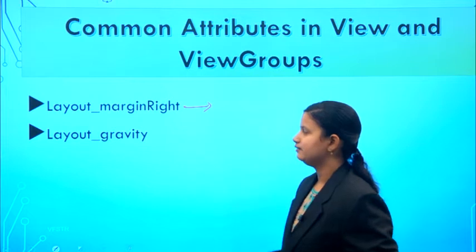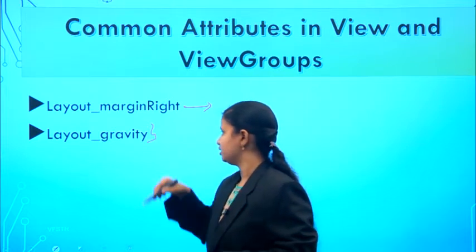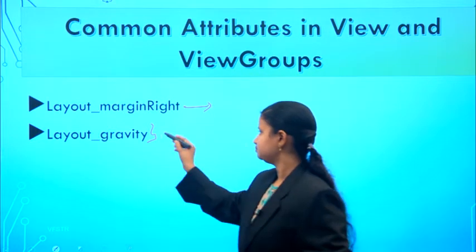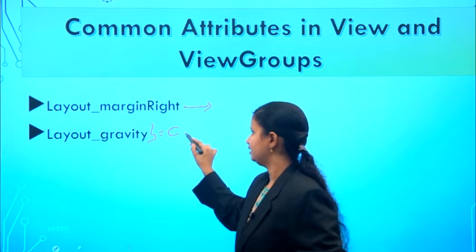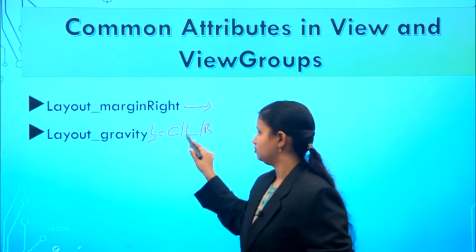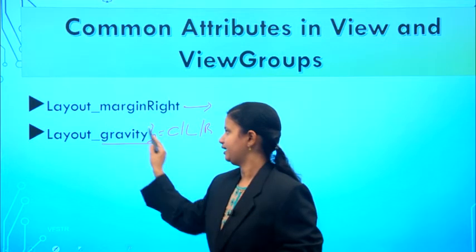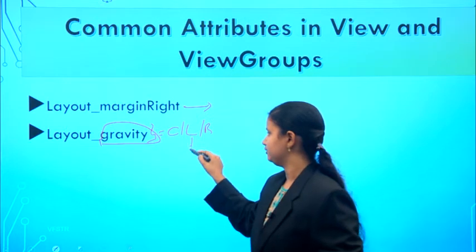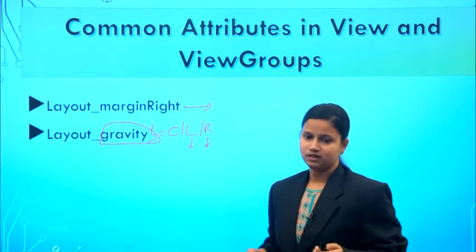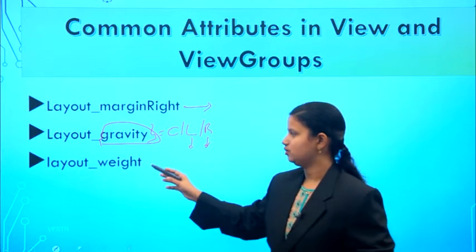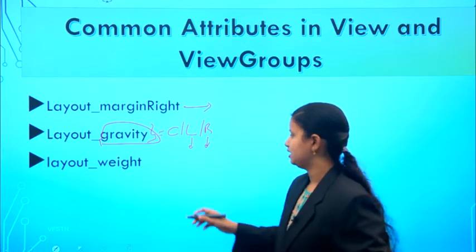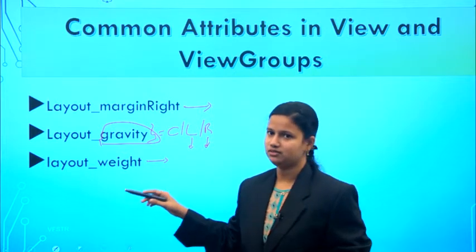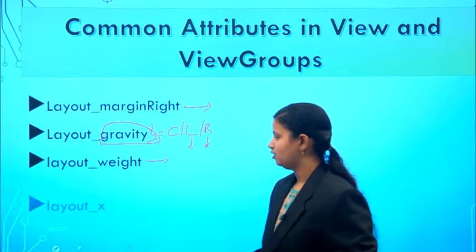And the next one is layout_gravity. Gravity arranges your view or view group elements in different positions: center, left, right. That means gravity decides in which place we have to arrange the views, either the center position, or the left or right of the layout. And the next one is layout_weight. The weight is how much part will be allocated to this particular view. That is guided by using weight, how many parts.